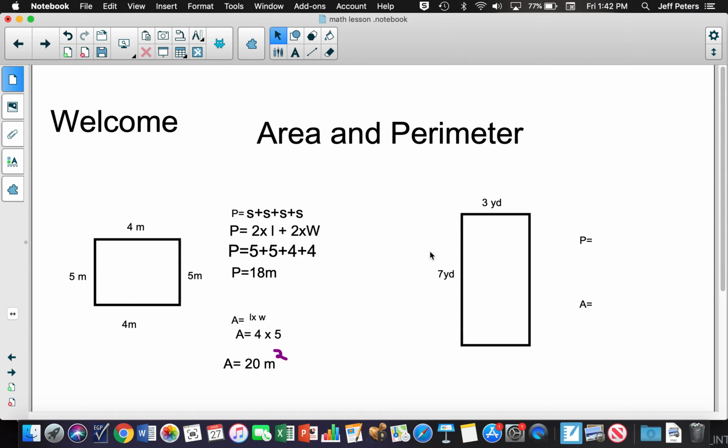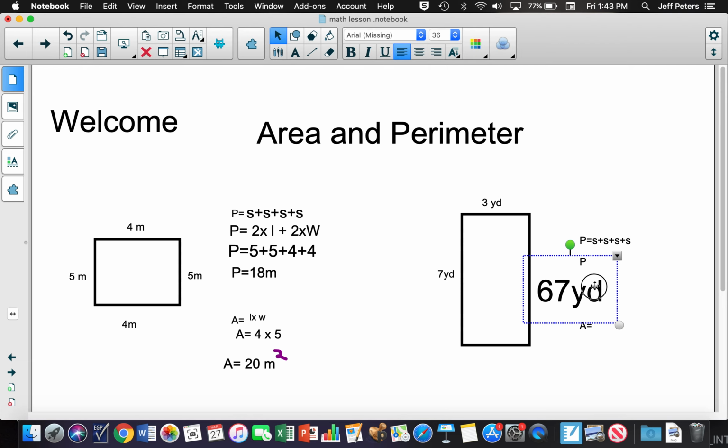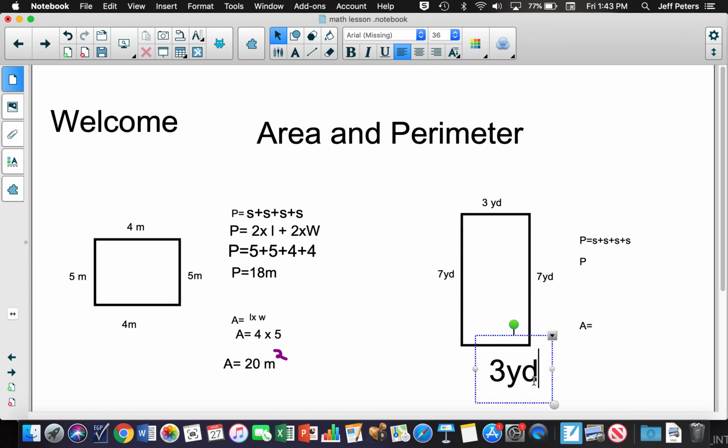So we have this rectangle. Again, we have a length of 7 and a width of 3. We're going to add up all 4 sides on this figure as well in order to find the perimeter. So we have this side, we have 7 as the length. Again, because we know that this is a rectangle, we know opposite sides are equal. This is also 7 yards right there. So that is 7 yards, and again on the bottom we're going to be at 3 yards.